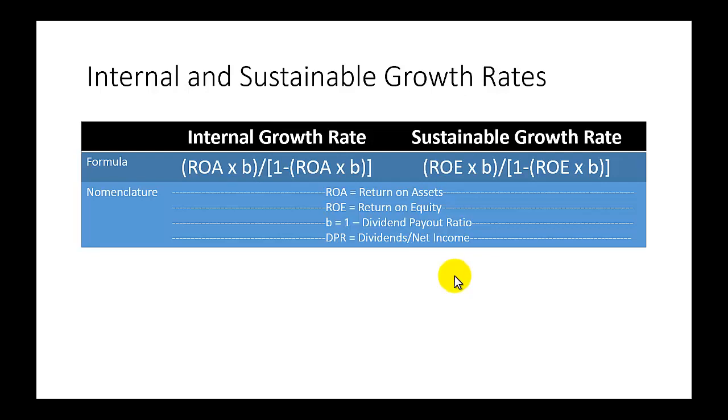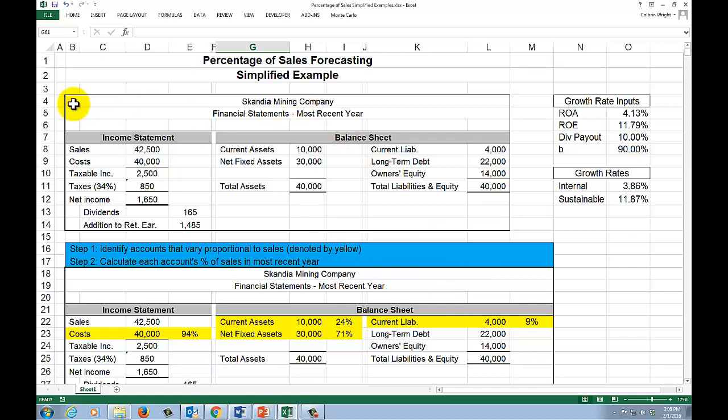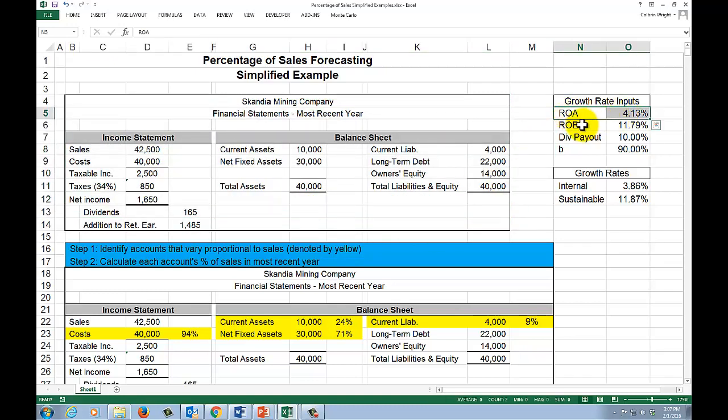That's all it is. So we can go back to our simple example that we used here, and you don't want to calculate this on a forecasted basis. You want to calculate sustainable and growth rates based on the past year's data. So using the past year's data for our Scandia Mining Company, I've calculated ROA. Remember, that's just net income over total assets. I've calculated ROE. That's just net income over total equity. I've calculated the dividend payout ratio. It's 10%. That means that our plowback rate is 90%.